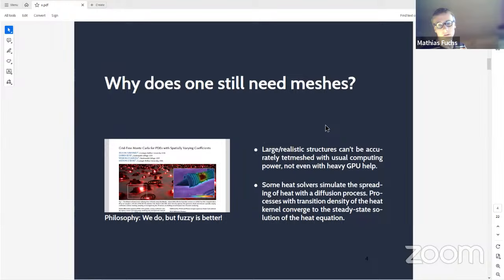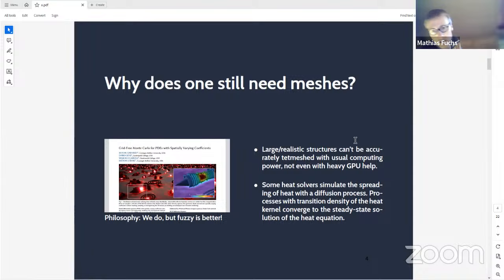So some people say, why does one still need meshes? Well, there are some fancy, cool people here who say, okay, we do everything grid-free. Yeah, this is great. However, when you look at this paper, he only solves the heat equation, and actually his method is equivalent to an algebraic multigrid method. And what I take from these kinds of papers, so this one has just appeared, I think last year, is that you cannot expect to accurately remesh large geometrical models.